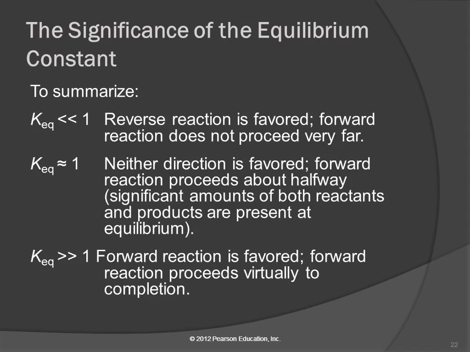So if the equilibrium constant is much smaller than 1, the reverse reaction is favored. The forward reaction does not proceed very far. If the equilibrium constant is roughly equal to 1, anywhere close, then the forward and reverse reactions are more equal, and we'll find that there are significant amounts of both reactants and products at equilibrium. If the equilibrium constant is much larger than 1, that favors the forward reaction, and there's virtually no reverse reaction. Any questions?